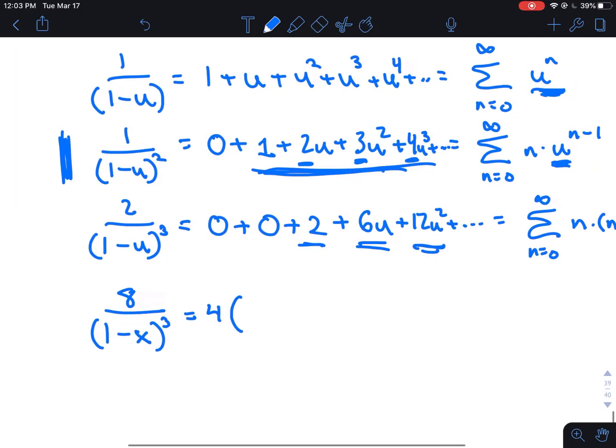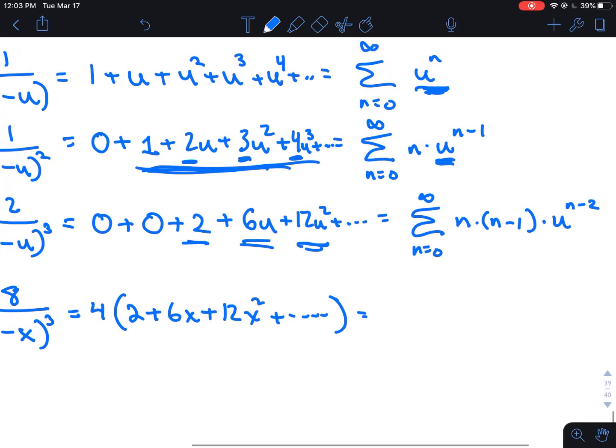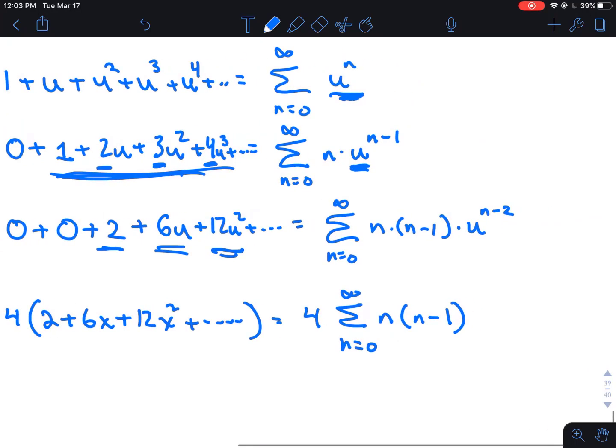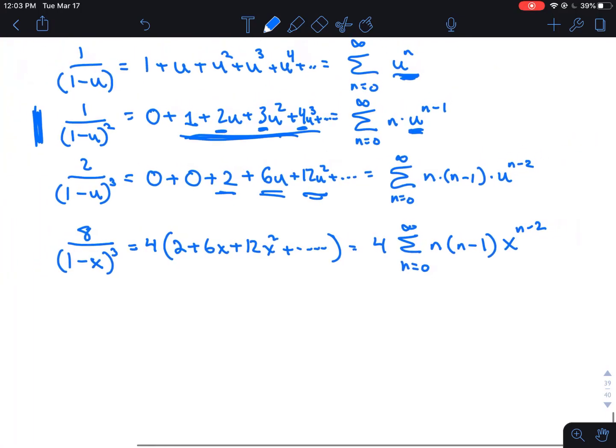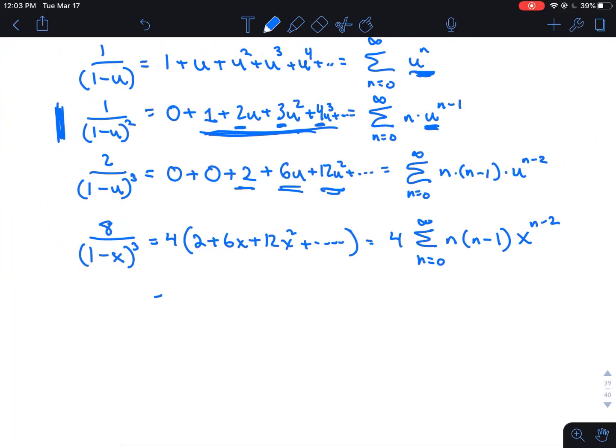I'm going to stop writing those zeros. So I'm going to have 2 plus 6x plus 12x squared plus so on and so forth. And then here I'm going to multiply by 4 as well. And again, I'm going to stop writing u, and I'm instead going to write x's. All right, one more line of simplifying, and then we're done.